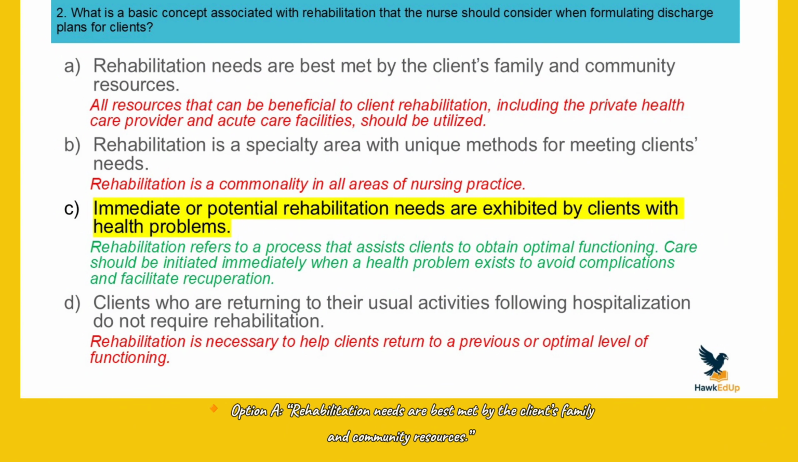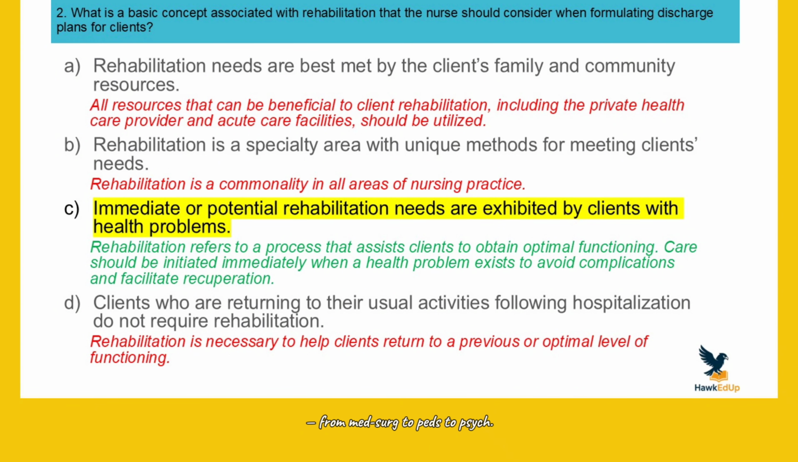Option A. Rehabilitation needs are best met by the client's family and community resources. Not entirely true. While families and communities can help, all healthcare resources, including hospitals and professionals, should be involved in planning and care. It's a team effort. Option B. Rehabilitation is a specialty area with unique methods for meeting clients' needs. Rehab isn't limited to a specialty. It's part of every nurse's role, no matter the setting, from med-surg to peds to psych.